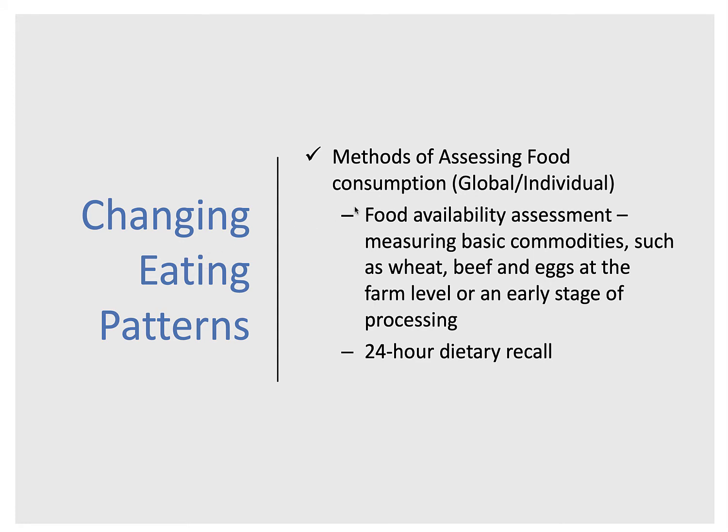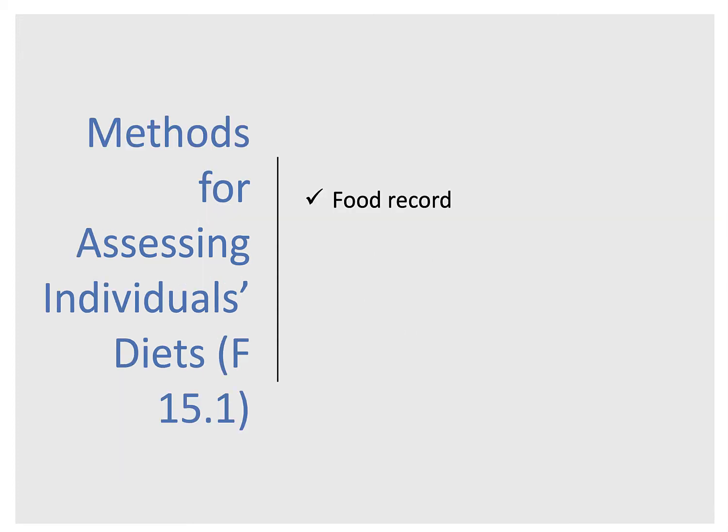Changing eating patterns. The book talked a little bit about assessing food consumption. On the one hand, you could do a food availability assessment, where they're measuring basic commodities such as wheat, beef, and eggs at the farm level, or early stage processing. That's more of a global level. Or you could have people do a 24-hour dietary recall. There are different types of methods for assessing individuals: write down what you eat, diet history.